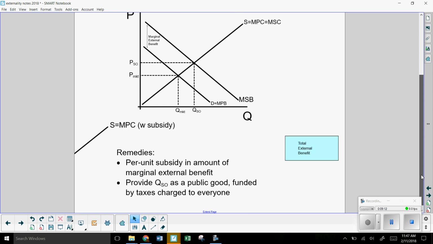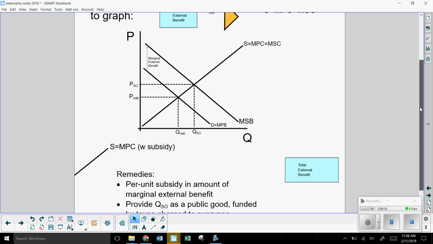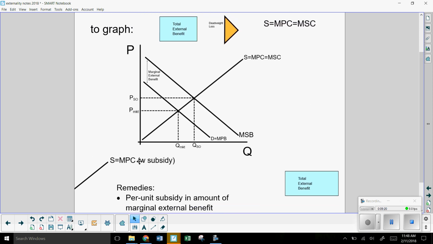And here's our list of a couple of things that maybe we could consider knowing how to do. The first one on the list is a per unit subsidy. If you're familiar with per unit taxes, that basically takes supply and marginal cost and shifts it up and left. Well, a per unit subsidy is a payment to the supplier for every unit that they produce. So that's going to take supply equals marginal cost and shift it down and to the right.